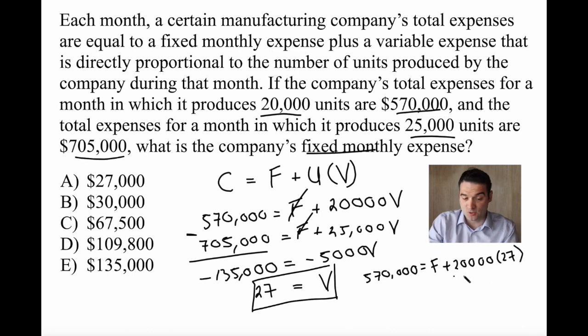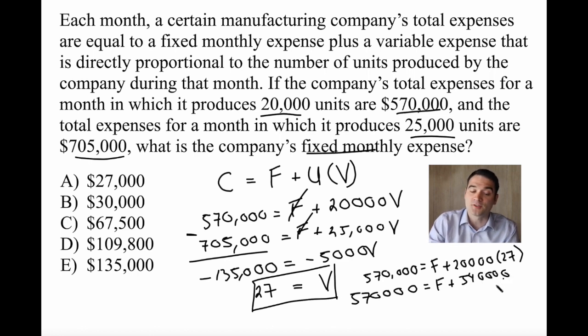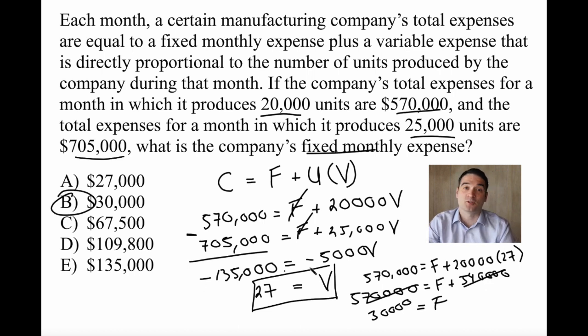And then I just solve this equation here. 570,000 equals F plus, do this on your calculator, 540,000. Almost there, folks. Subtract 540,000 from both sides. What do you find? F is equal to 30,000. There it is. Answer option B is correct here.